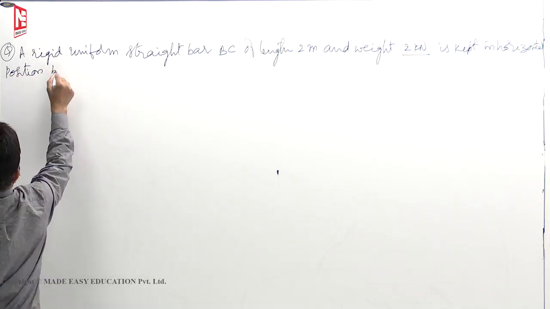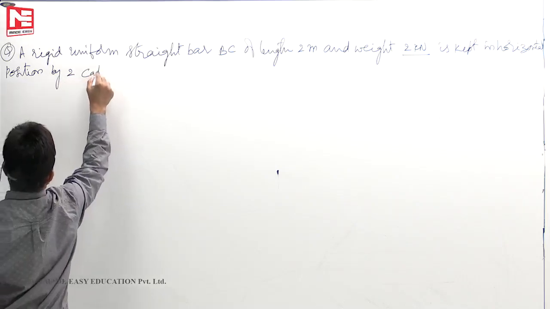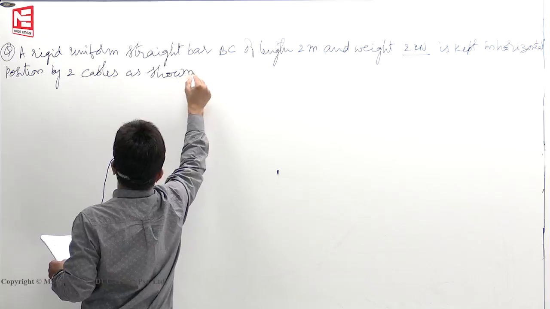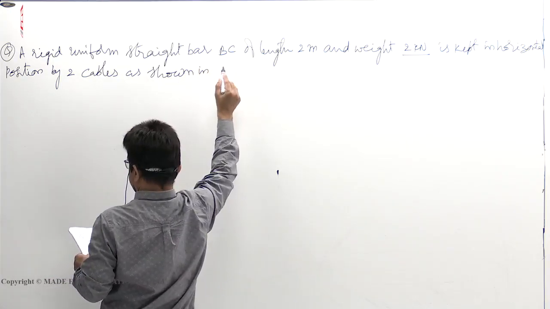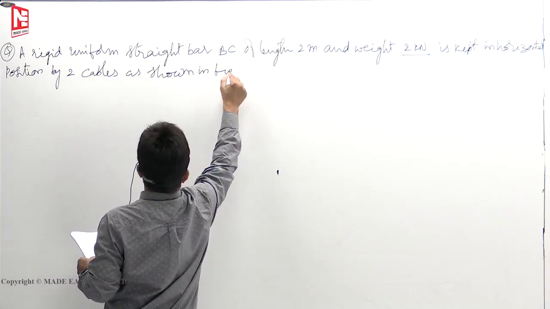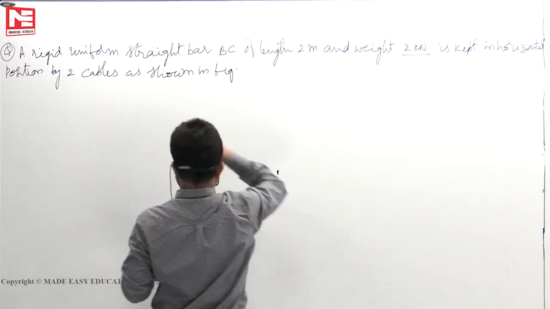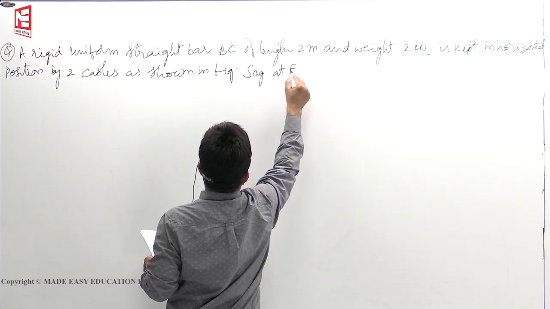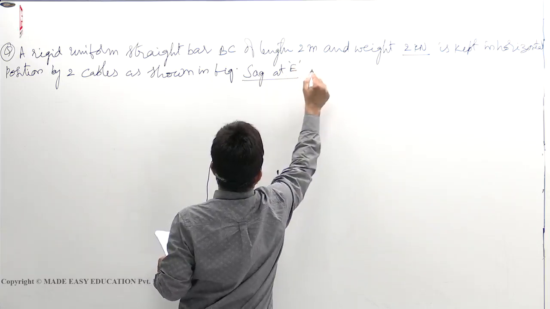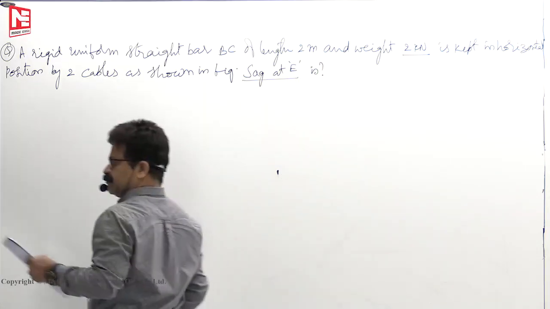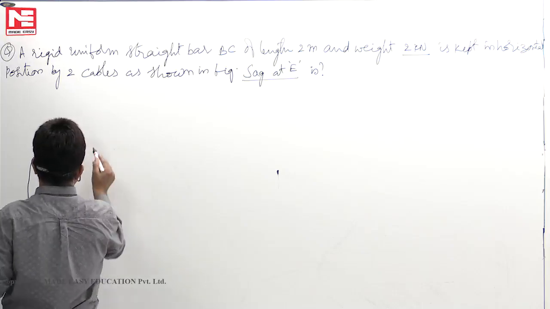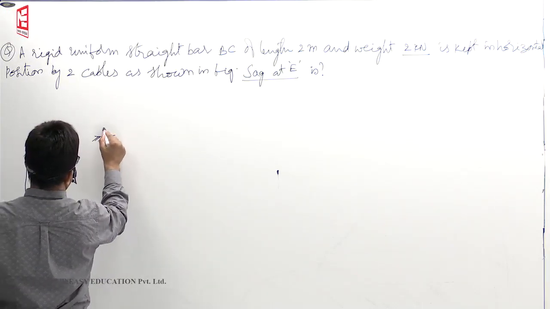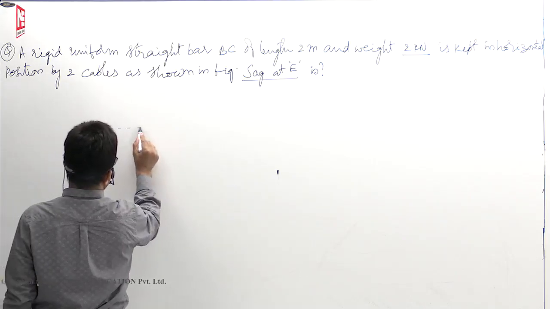It is kept in horizontal position by two cables as shown in figure. Sag at E is. Now we want to find what is the sag. This is the cable profile.